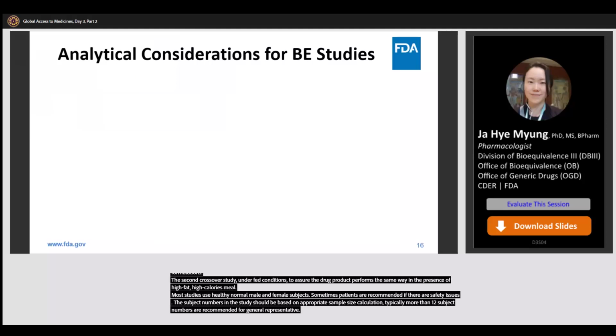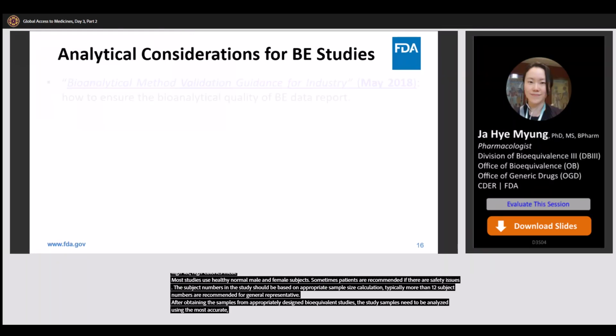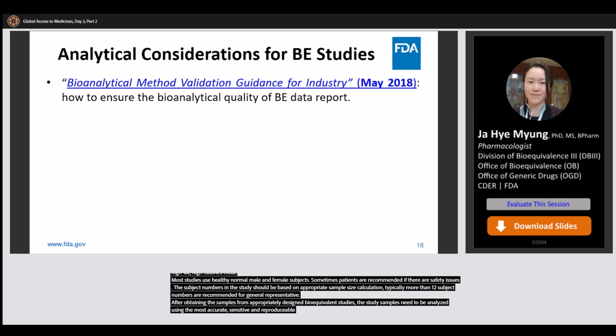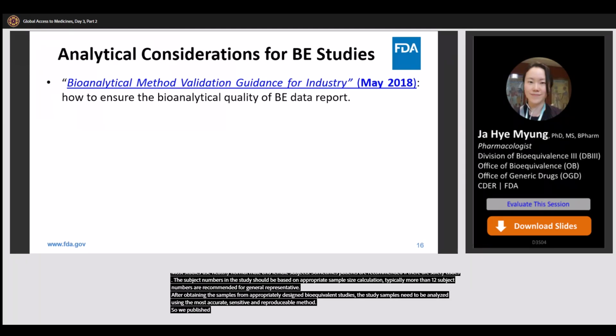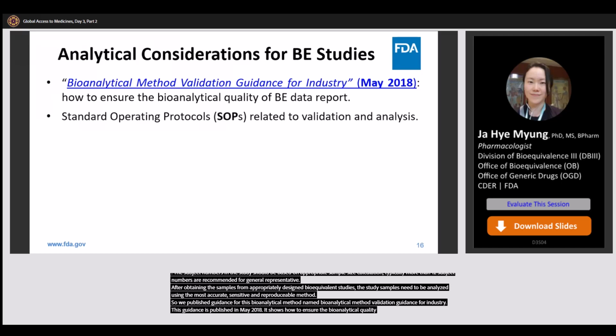After obtaining the samples from appropriately designed bioequivalence studies, the study samples need to be analyzed using the most accurate, sensitive, and reproducible analytical method. So we published the guidance for this bioanalytical method, named Bioanalytical Method Validation Guidance for Industry. This guidance was published in May 2018. It shows how to ensure the bioanalytical quality of bioequivalence data reports.